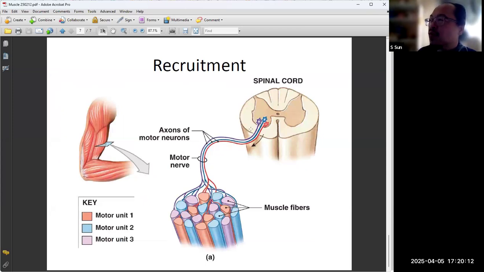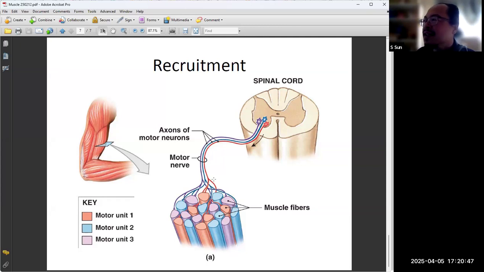So here I'm showing you that one motor neuron, this purple one, operates several muscle fibers. You can see that here. So that is one motor unit. So motor unit one, motor unit two, motor unit three. You can do fine movement by only activating some of those, or you can recruit everyone here by recruiting all three motor units, and that will generate more force.